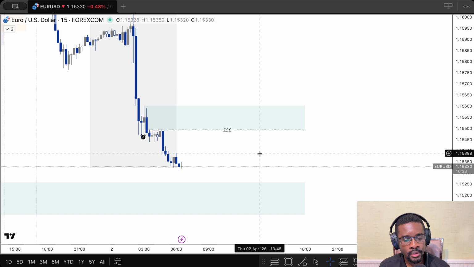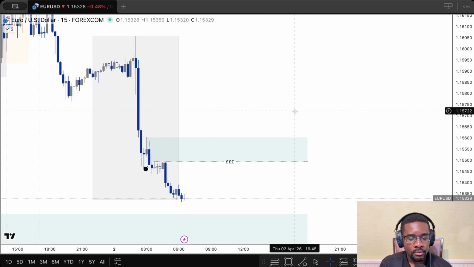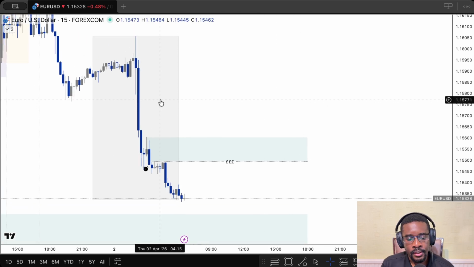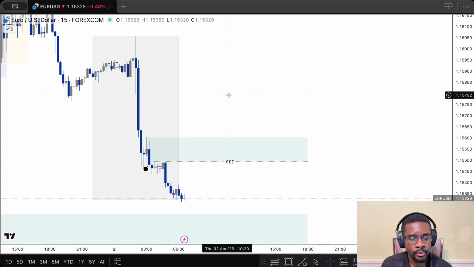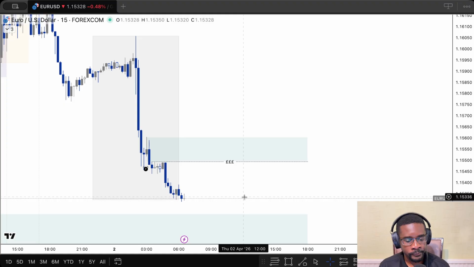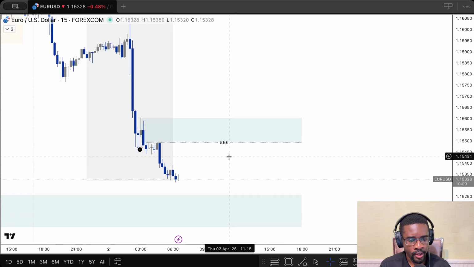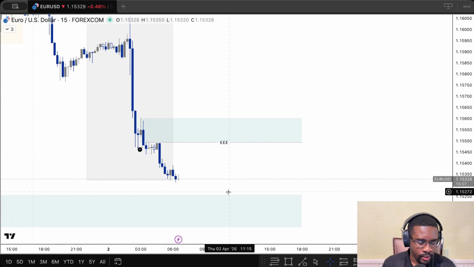Okay, whether that happens remains to be seen. Okay, so all of this could fail. Price could come up higher, mitigate this imbalance. Okay, fill this imbalance, who knows, before continuing. So it's just a waiting game right now. See how price develops and then make a decision from there. But that's what I'm looking at.